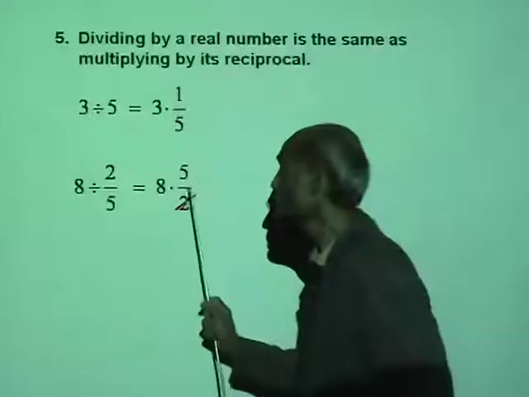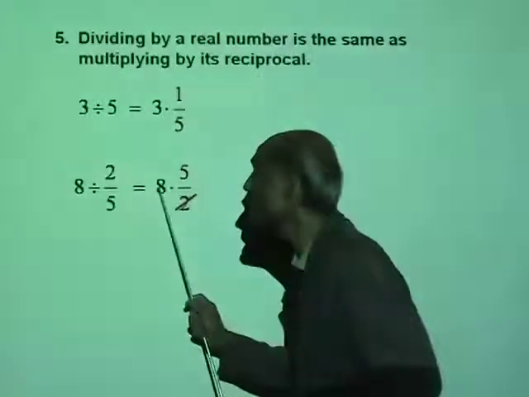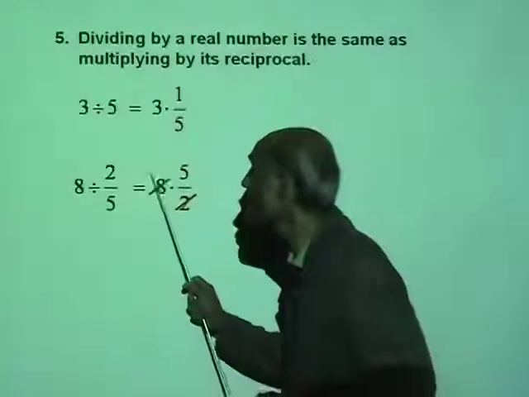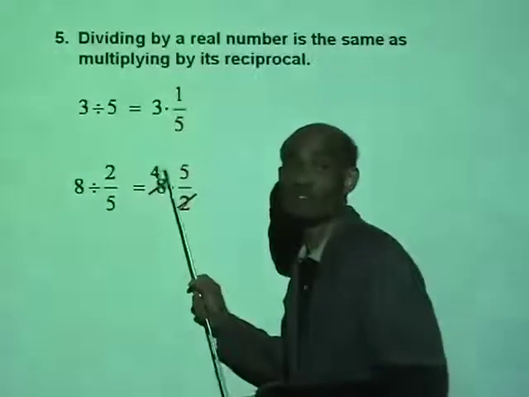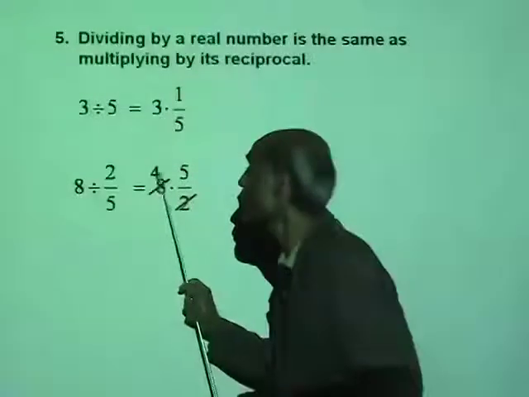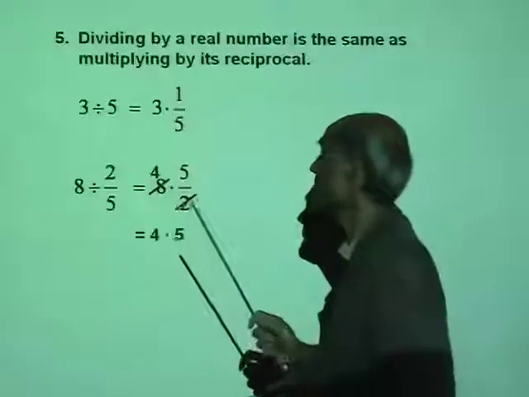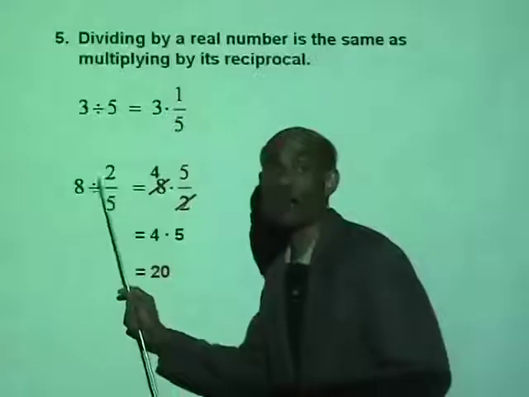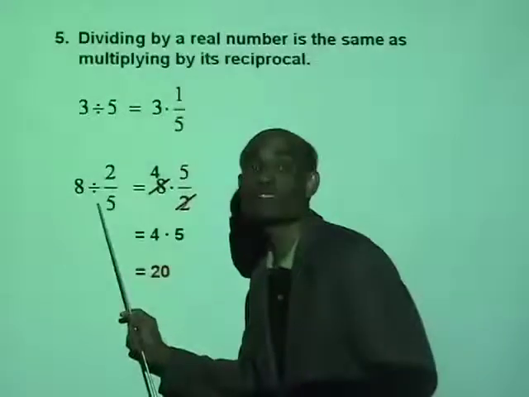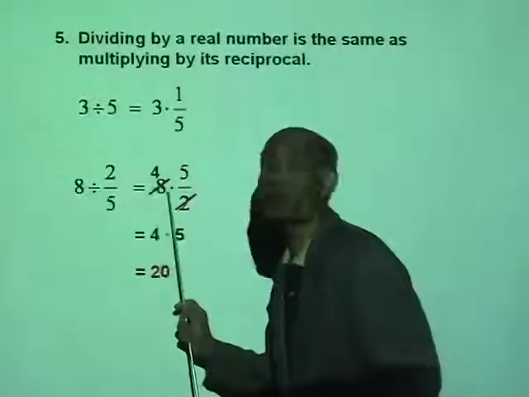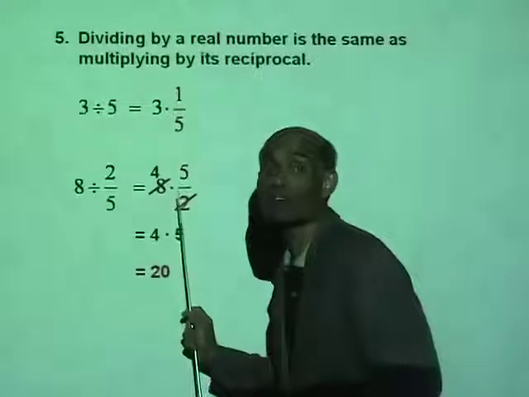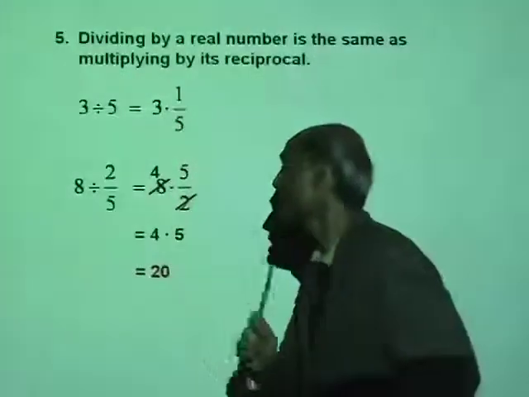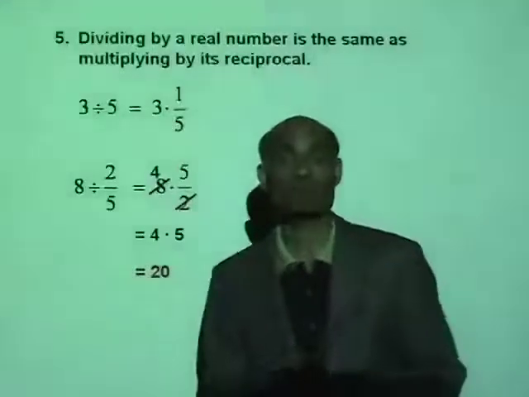And now you can see, 2 goes in 8 how many times? 2 goes in 8 4 times. So what is this equal to? 4 times 5 is 20. So 8 divided by 2/5 is 8 multiplied by 5 over 2. Simplifying that gives us the answer as 20.